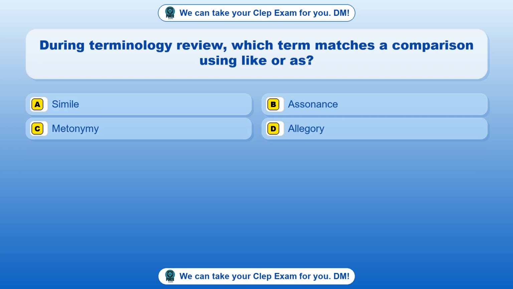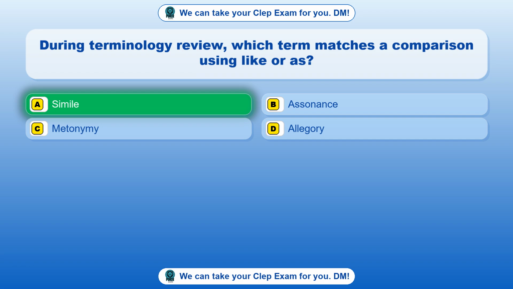Question 73. During terminology review, which term matches a comparison using like or as? Option A, simile. Option B, assonance. Option C, metonymy. Option D, allegory. The correct answer is option A, simile.